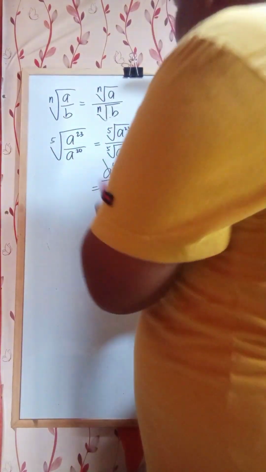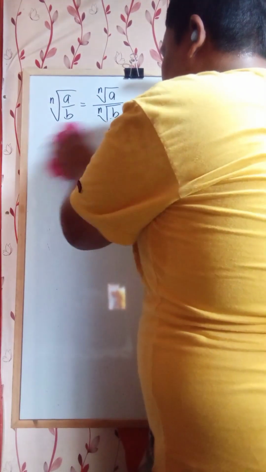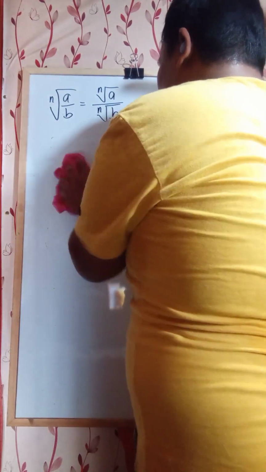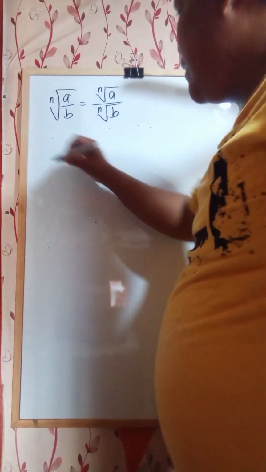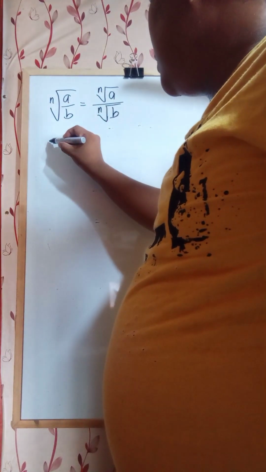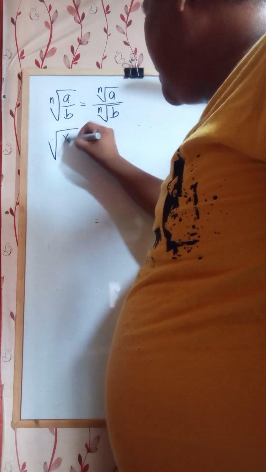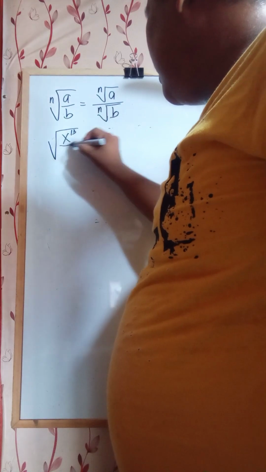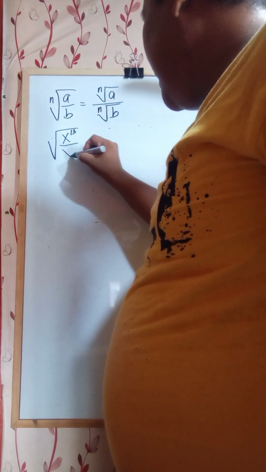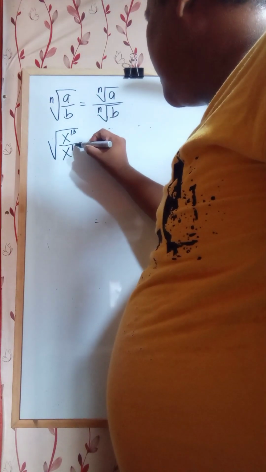Okay, so let's have the last example before we proceed to the fourth law. Let's have the square root of x to the power of 13 over x to the power of 15.